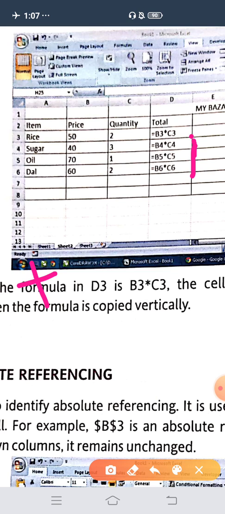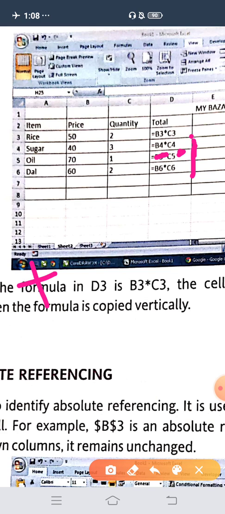You will get all the values for the sugar, oil, and dal, and when you look at the formula, you can see it has changed automatically. Like here, in the case of sugar, we are multiplying 40 and 3. What is the cell address of 40? It is B4. Then the quantity is 3. What is the cell address of 3? It is C4. So automatically here it is C4.